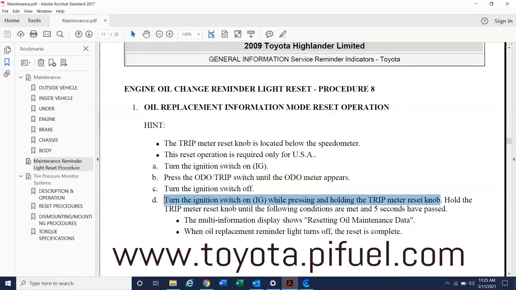knob. Hold the trip meter reset knob until the following conditions are met and 5 seconds have passed. The multi-information display shows resetting oil maintenance data. When the oil replacement reminder lights turn off, the reset is complete.